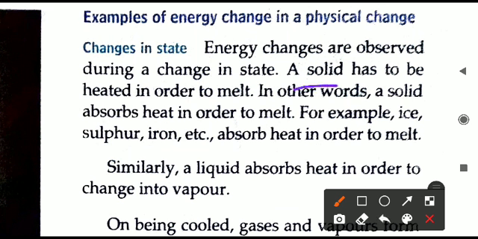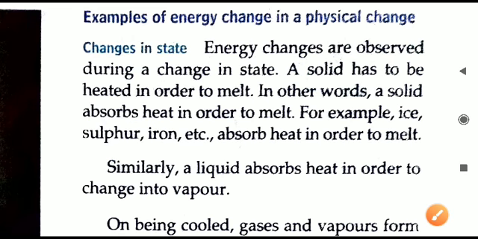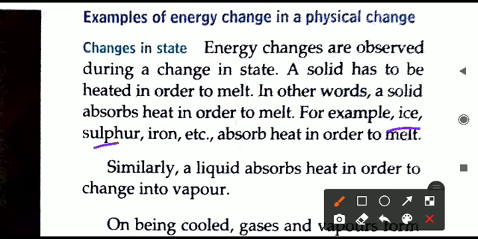When a solid is heated and converted to a liquid, a solid will be heated in order to melt it. So basically we are allowing the solid to absorb the heat. The solid will only absorb the heat and then melt into liquid. An example is given: iron, sulfur or ice, all these are solids. They will absorb the heat and only then melt. Without the absorption of heat, they will not melt.